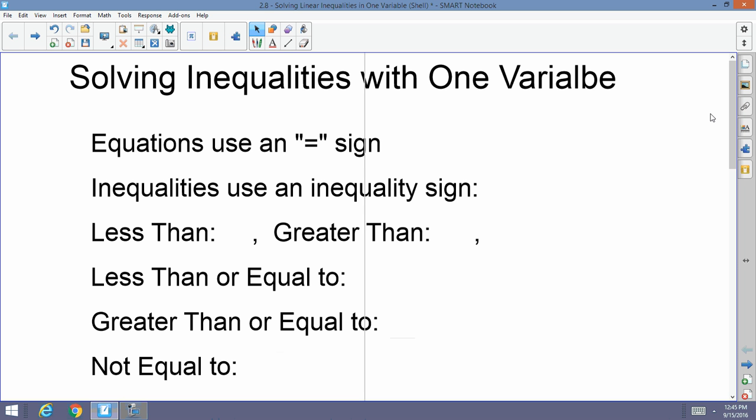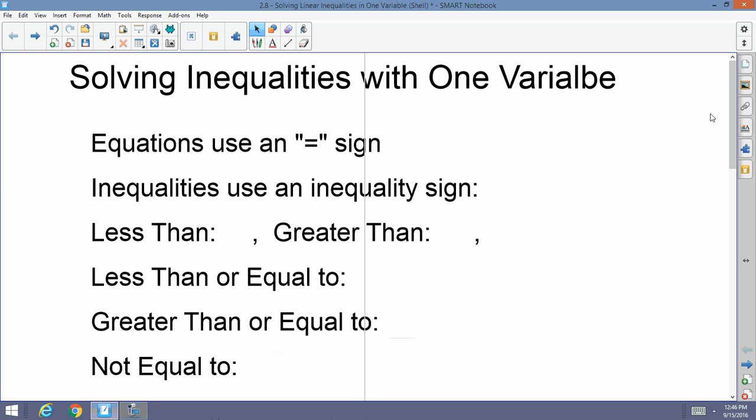Today we are going to talk about solving inequalities with one variable, okay? Later on in the year we'll talk about solving equations and inequalities with two variables. But let's talk about these inequalities. First of all, the good news is that all of the skills that we learned for solving equations are valid with inequalities. There's just one exception, and we're going to get to that exception in a little bit.